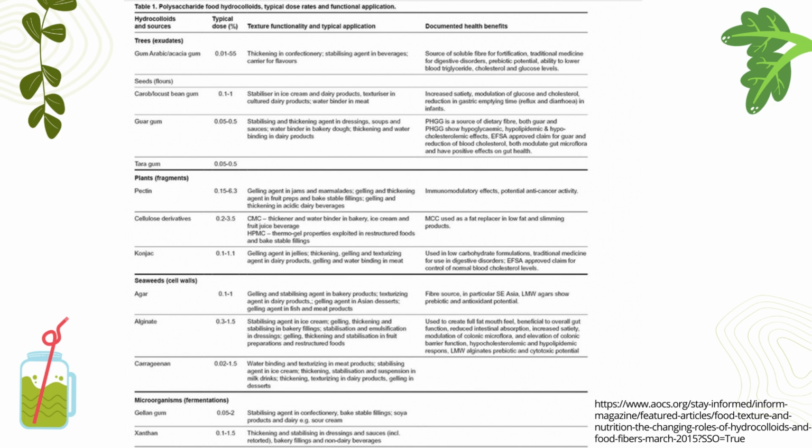system, and the texture, functionality, typical application, and the documented health benefit. We have hydrocolloids from tree exudates such as Arabic or acacia gum, and from seeds, we have locust bean gum and tara gum. From plants, we have pectin, cellulose derivatives, and konjac. From seaweed, we have agar, alginate, and carrageenan, and from microorganisms, we have gellan gum and xanthan gum.